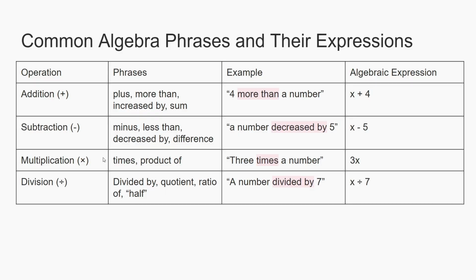For multiplication, we have times and product of. So here we have 3 times a number, which gives us 3x. We could also say the product of a number and 3. For division, we have divided by, quotient, ratio of, or half. So here you could write a number divided by 7, which gives you x divided by 7. Or you could say the quotient of a number and 7.